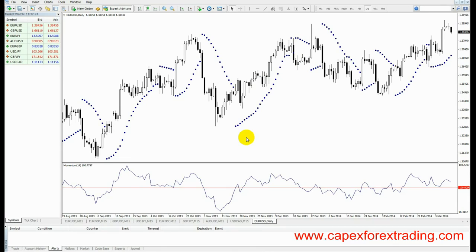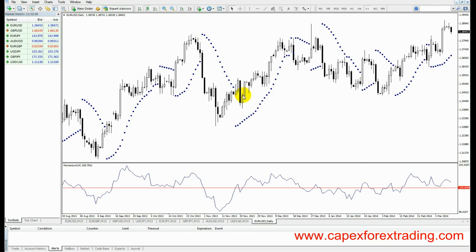Now, the last way in which we can use the parabolic SAR is as a stop loss. What we would normally do in an uptrend is place stop losses just below these higher lows that the uptrend is making. When we trade downwards, we would place a stop loss just above these lower highs that the downtrend is making. But when we're using the parabolic SAR, what we actually do is place stop losses below the parabolic SAR dots when we're trading in an uptrend and above the parabolic SAR dots when we're trading in a downtrend.